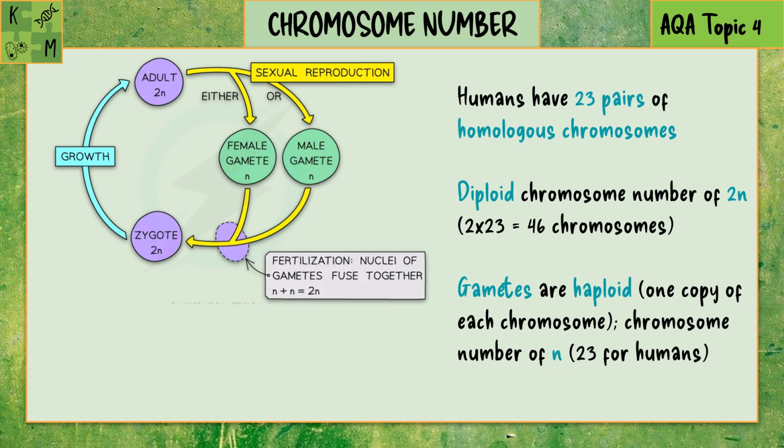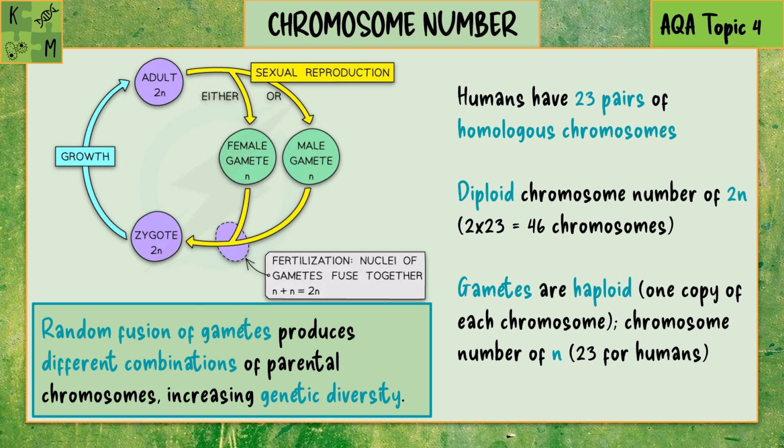Sex cells, known as gametes, are haploid. This means they have only one copy of each chromosome, and therefore their chromosome number is n, which is 23 for humans. At fertilisation, the chromosome number is restored as two haploid gametes fuse to form a diploid zygote.